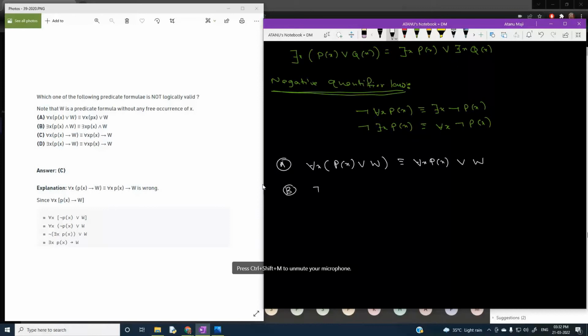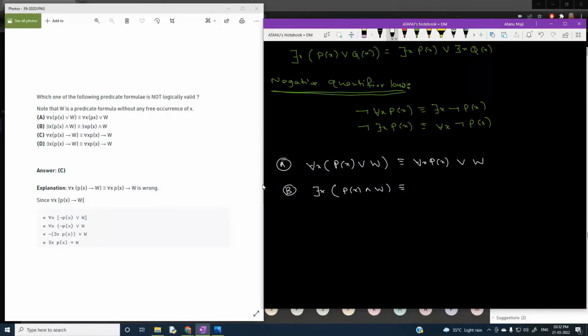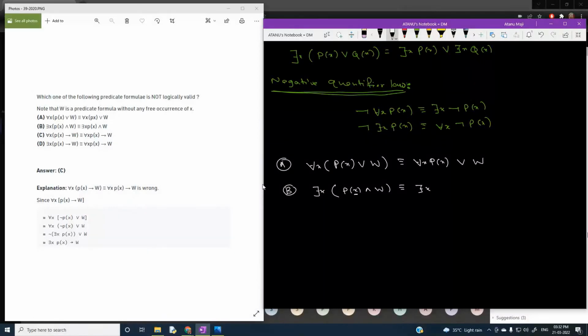So second option we are getting in this way: there exists x, px, conjunction, then w. Same thing we are getting here. That is, we have got that two propositions are there. One proposition is depending on a variable x, other is not. So definitely whatever quantifier symbol you have used, this quantifier will be applicable over that proposition only, and all the remaining things will be same, unchanged. So we can write this is exactly same as there exists x px, conjunction w.